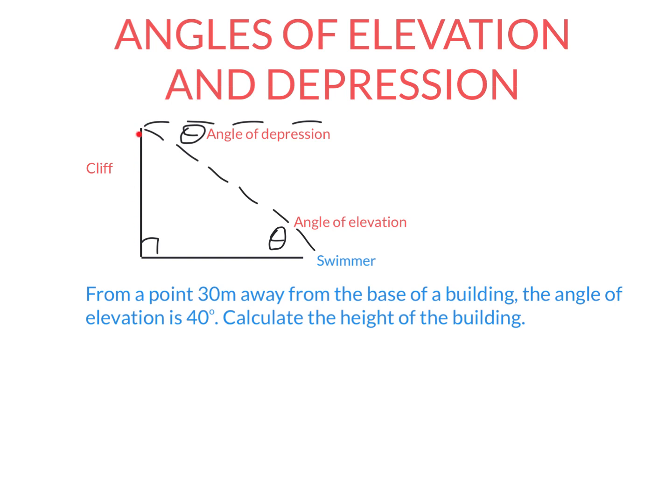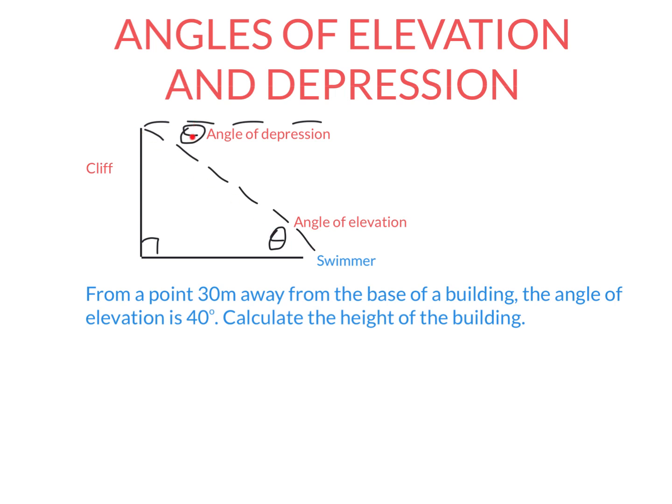So if you have something like this, a cliff here, you have something here that's on top, the angle looking down is called the angle of depression. So the angle looking down from the top of a cliff to, say, a swimmer in the ocean, that's the angle of depression. The angle of elevation is the opposite. It's the angle looking up. It's the angle from the swimmer up to the cliff.